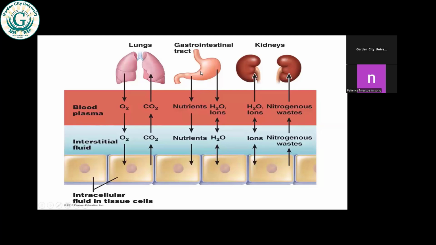At the GI tract, we also have nutrients absorbed within the small intestines, then into the blood. Blood transports these nutrients to the cells, but first of all, they are diffused into the interstitial fluid and eventually into the cells. Same for water and so on, ions.